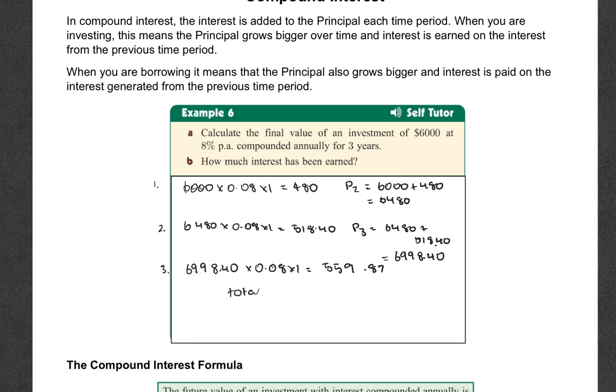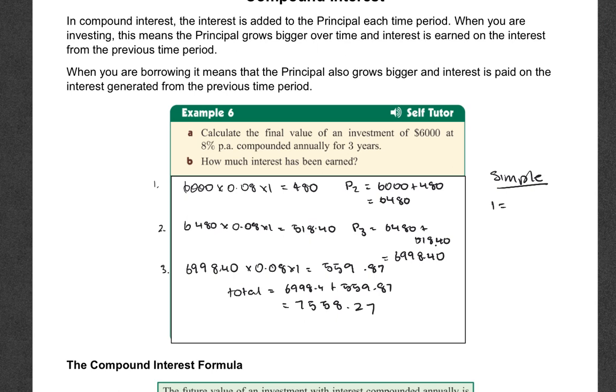So then the total is going to be the interest that we've earned plus this principal here. So $7,558.27.